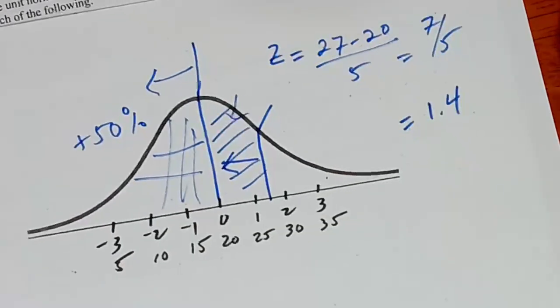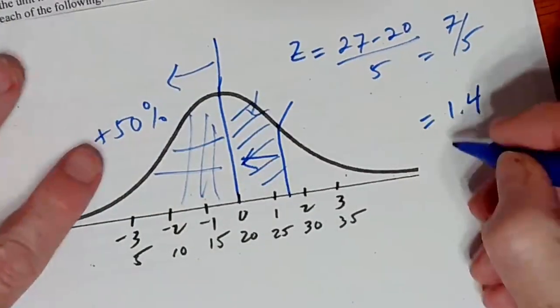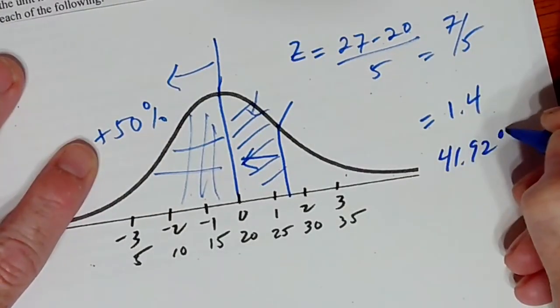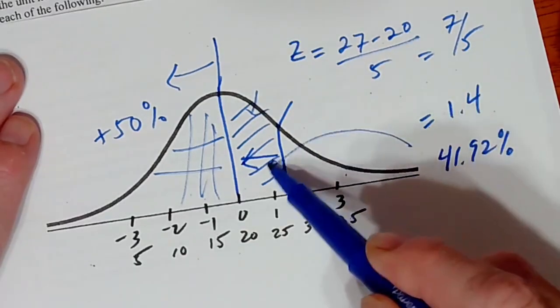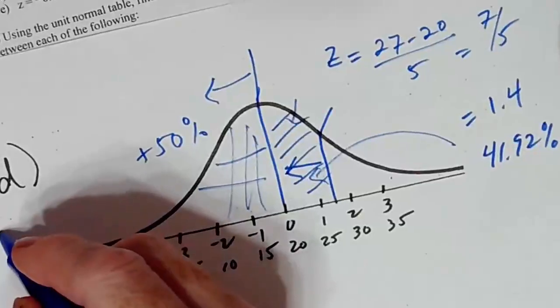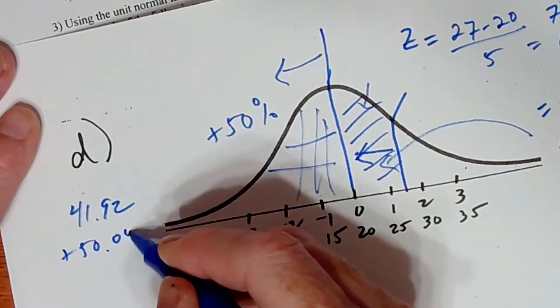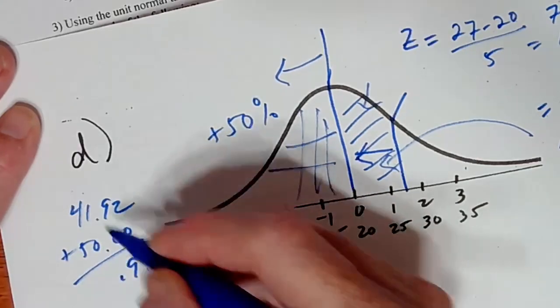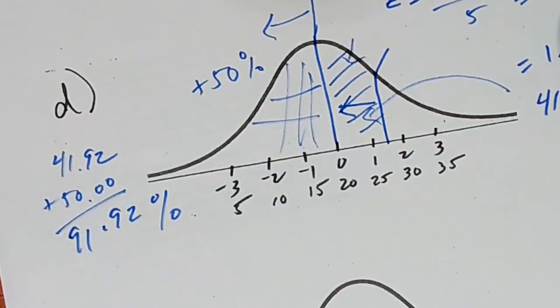So for 1.4, the area between the mean and Z this time is 0.41924, so 41.92%. That's 41.92% for this area here. Then 41.92 plus 50 is 91.92%, which is the answer to number 5D.